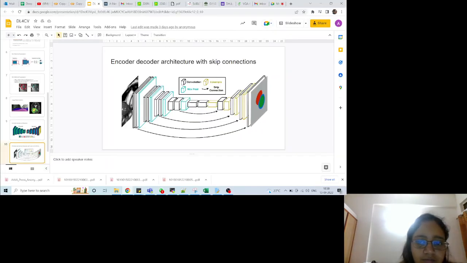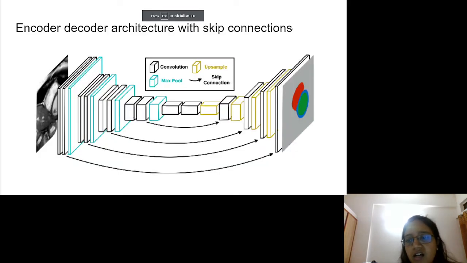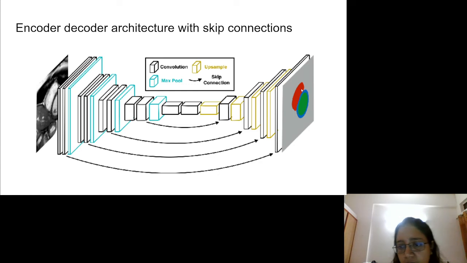Ma'am, small doubt here. Will the single architecture predict the two masks, or for each mask should we have one architecture? Single one will only predict. But yeah, the input will be something like, as if you have a binary mask for each object.